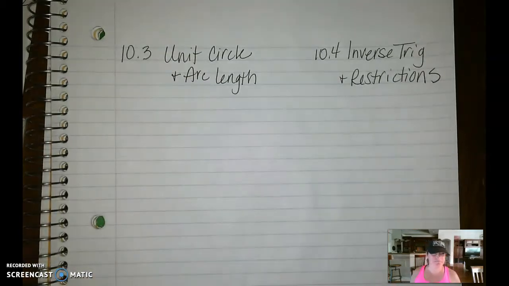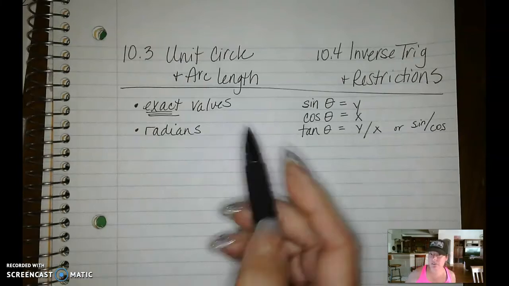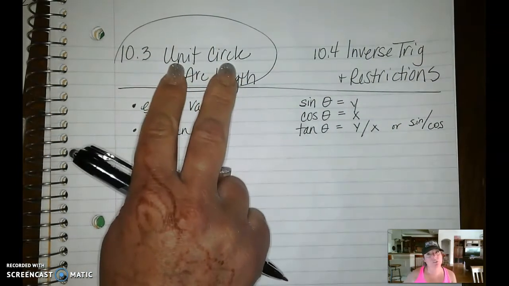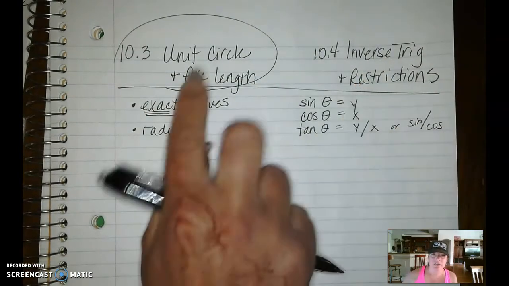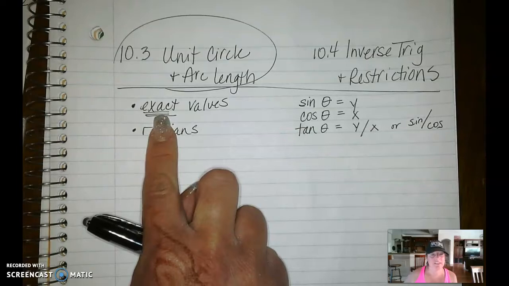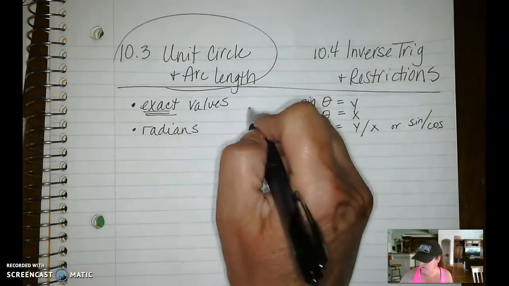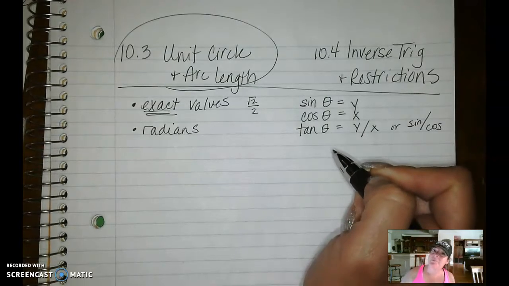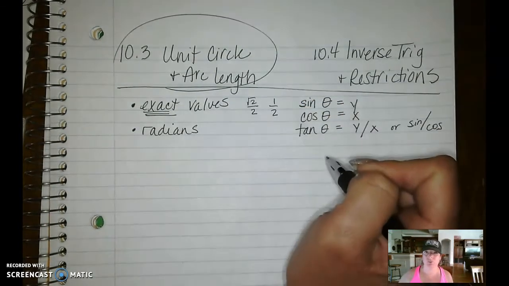Okay, so a couple of things that I really hope that you are taking away from section 10.3 as far as the unit circle is concerned, and this does go for the inverse trig as well. There are a couple of things that I'm really hoping that you have been practicing, okay? So first of all, our exact values. So you're leaving things in terms of root 2 over 2. Obviously, you have to have your denominators rationalized, but you're leaving them as 1/2, no decimals, okay?